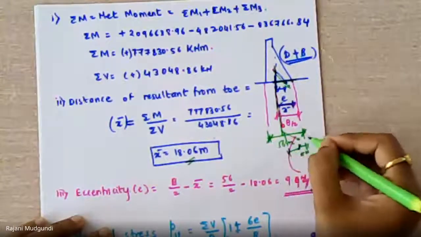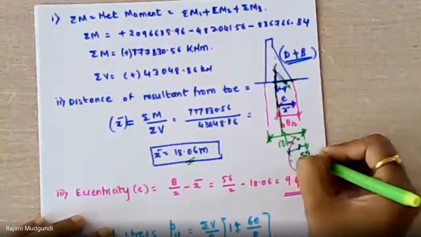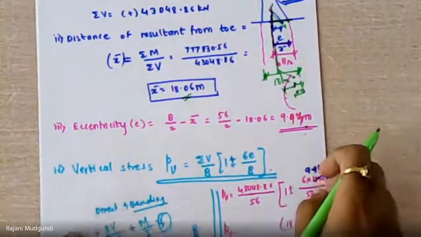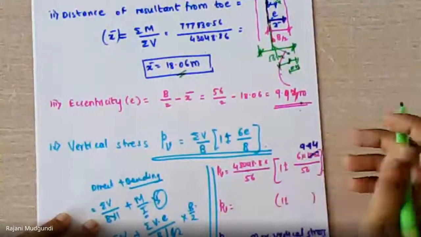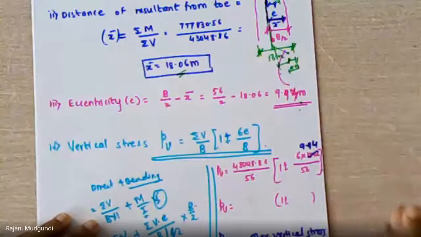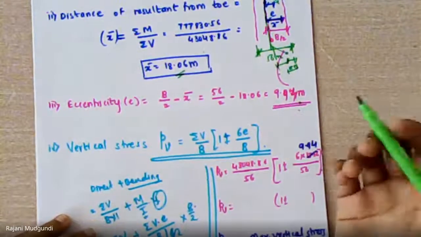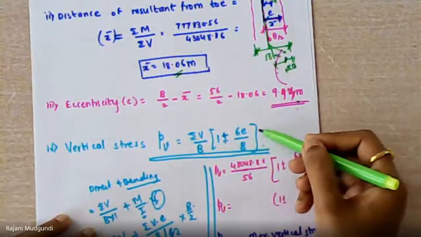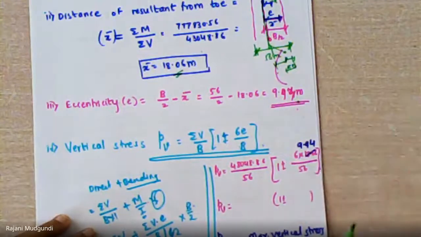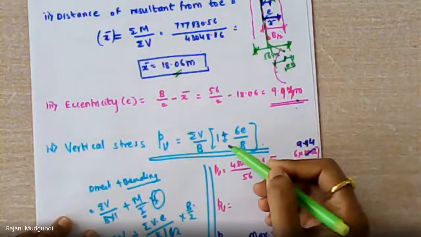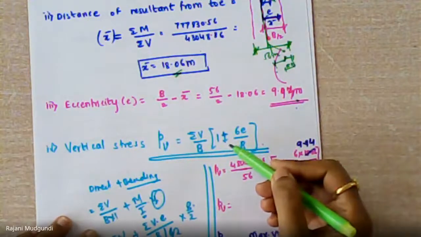Therefore, the eccentricity will be B by 2 minus this x bar. Eccentricity we have calculated. Then vertical stresses, maximum and minimum vertical stresses, we have written a combined formula for direct and bending stress for the combined stress that will get developed. So summation V by B into bracket 1 plus or minus 6e by B. Plus sign will be for the maximum vertical stress and minus sign will be for the minimum vertical stress.